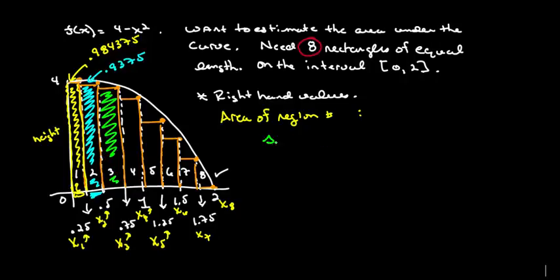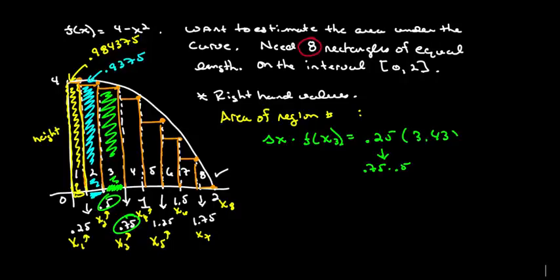So here's the green one. Again, the length of the base is delta x, and we want to multiply that by the function height. Well, it's f at x3, and x3 is 0.75. So we've got 0.25, which is the length of the base, and that's given by 0.75 minus 0.5. If you take those two values and subtract, you get the length of the base. That's common sense. So we're going to take that and multiply it by the height, which is the function evaluated at 0.75.